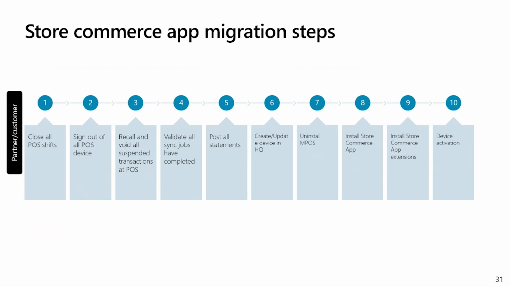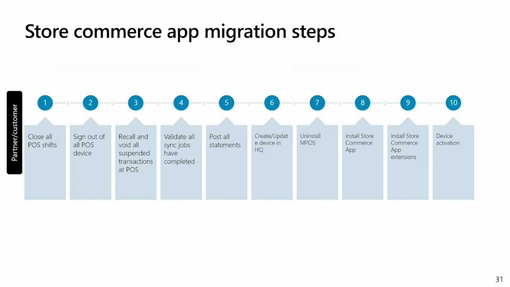Make sure all the data sync jobs are completed, P jobs, and data is synchronized with HQ before migration, including the offline data in the SQL offline database. So post the statements so that existing data is reflected appropriately in HQ.